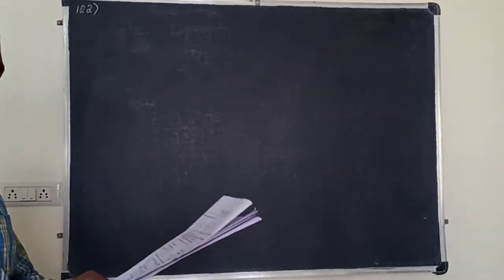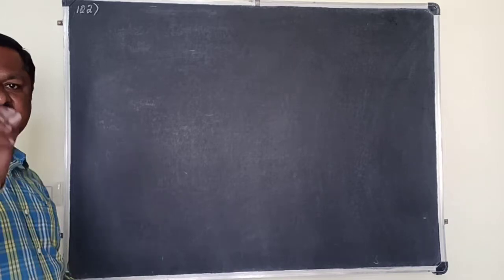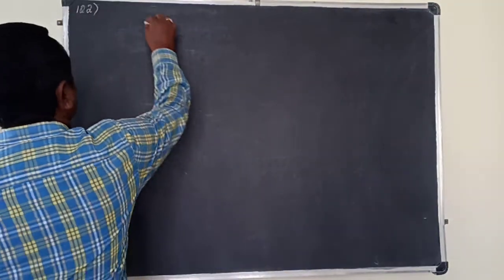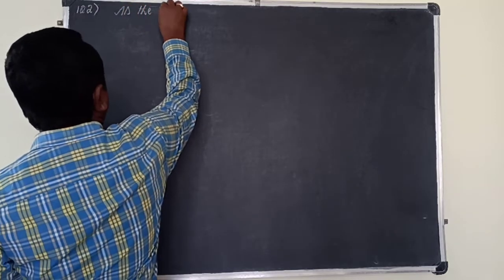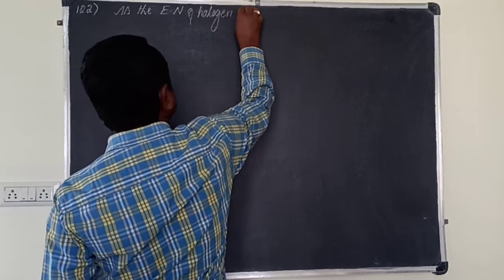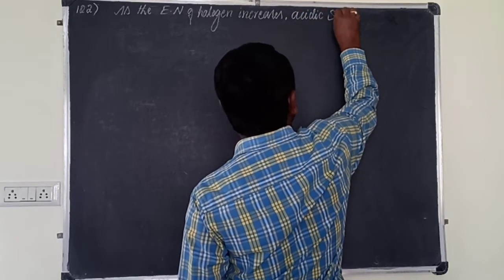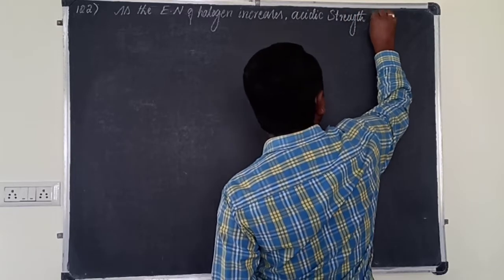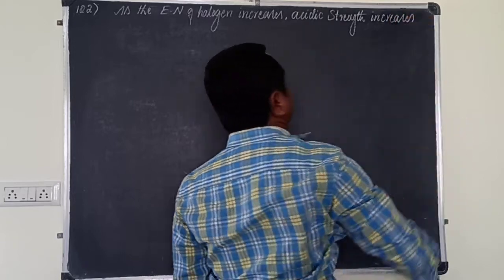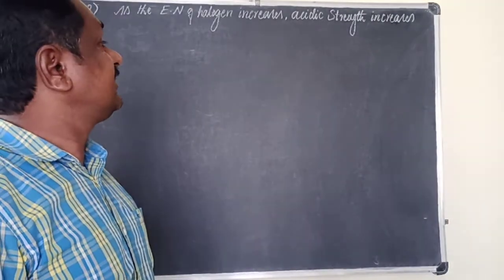Next question, 122. Which of the following is the correct sequence of relative acidic strength? Haloacetic acids: the carboxylic acid is acetic acid, and the acetic acid derivatives such as CF3COOH have hydrogens replaced by halogen. The general clue is electronegativity. As the electronegativity of the halogen increases, acidic strength also increases due to the negative inductive effect. Electron withdrawing groups increase the acidic strength.